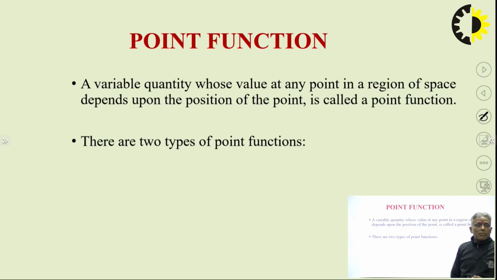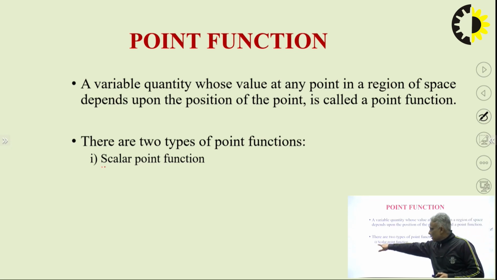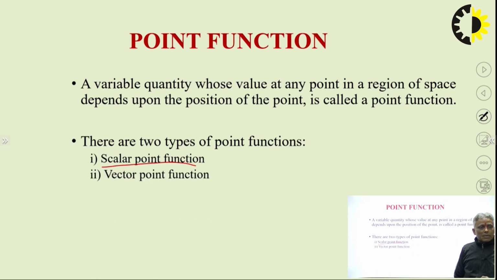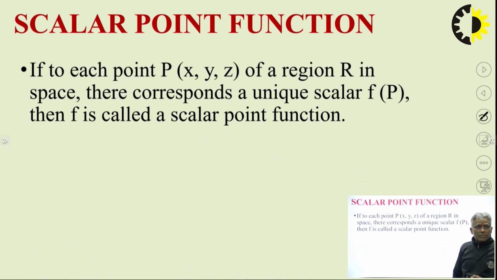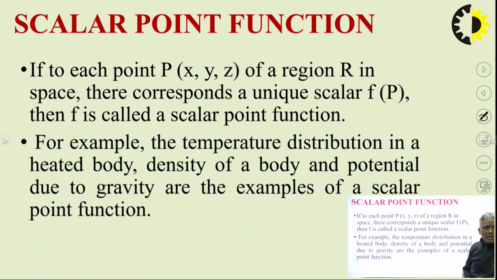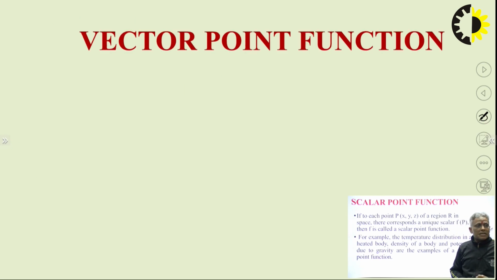There are two types of point function. First is the scalar point function, and second is the vector point function. Scalar point function: if to each point P(x, y, z) in a region R in space there corresponds a unique scalar f(P), then f is called a scalar point function. For example, the temperature distribution in a heated body, the density of a body and the potential due to gravity are examples of scalar point functions.